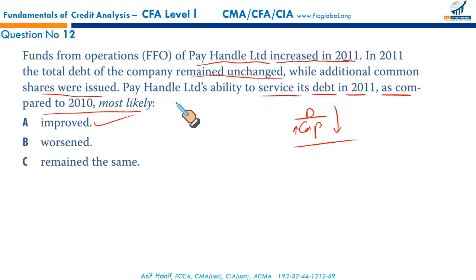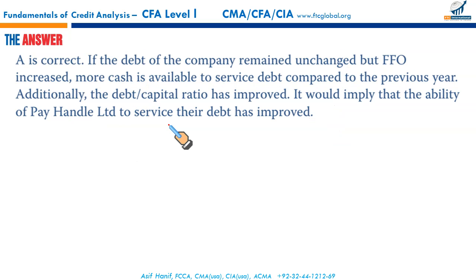Why? Because debt has stayed the same and the company has issued more shares. Resultantly, overall debt to capital has fallen. So the firm's ability to service its debt has increased over the period, has improved. So without any doubt, we can say A is our right option.